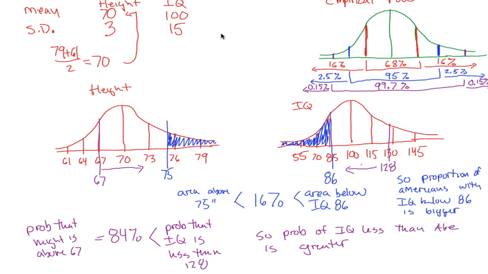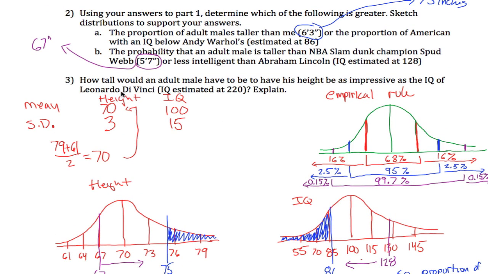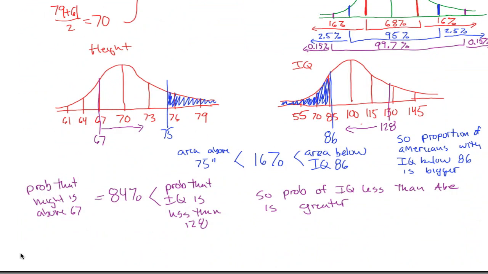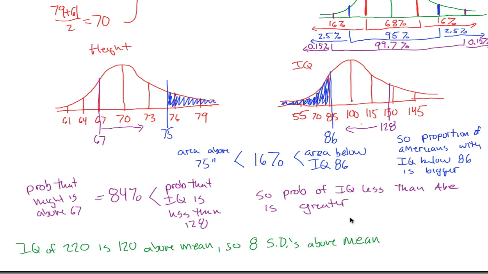All right, finally, the last one says that Leonardo da Vinci has an IQ of 220. Okay, pretty impressive. Maybe I can squeeze that on the bottom here. IQ of 220. Well, let's see, the mean IQ is 100. That's 120 above the mean, and a standard deviation is 15. So 15 goes in there 8 times. So that's 8 standard deviations above the mean, which is pretty impressive.